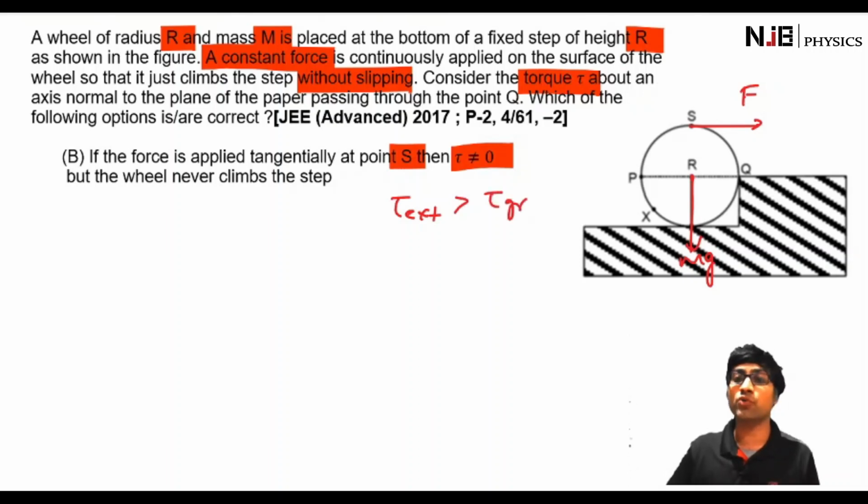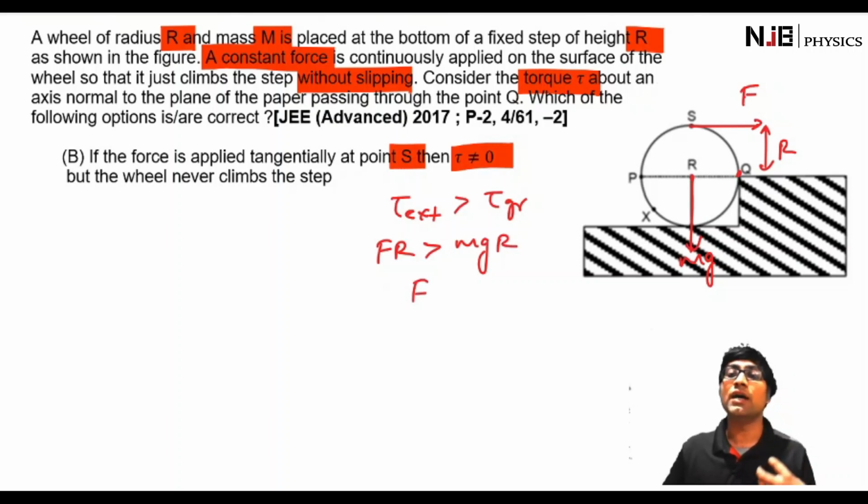That's it. The torque due to external force initially is force multiplied by the perpendicular distance to the force from the point Q, which is equal to r. So it becomes Fr. It should be greater than torque due to gravity, and torque due to gravity initially is mg times r. So that means if you want to make this wheel climb up the stair, then at least F should be greater than mg. Is it possible to have this situation? Yes, it's definitely possible to have such a situation.